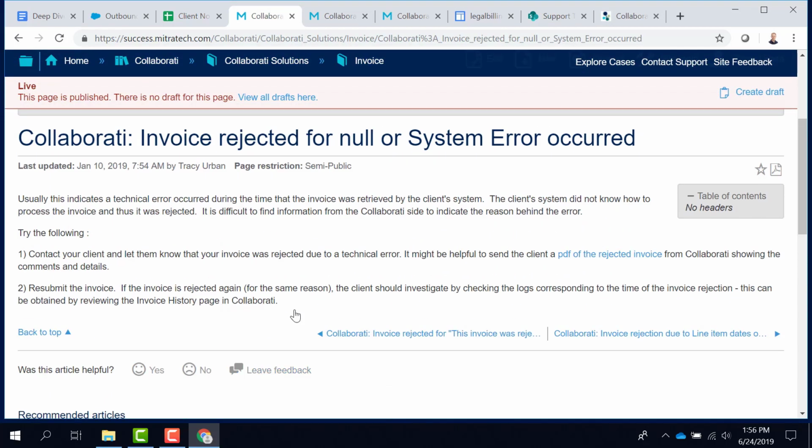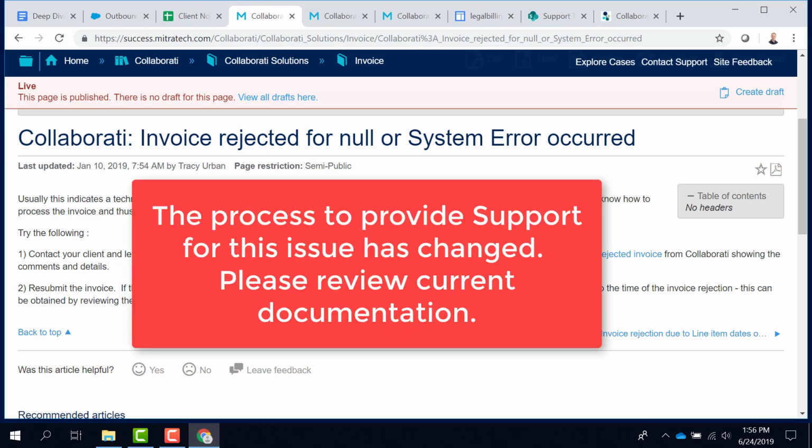This is the MindTouch article for invoice rejected for null or system error occurred. This indicates a technical error occurred during the time that the invoice was retrieved by the client system. The client system did not know how to process the invoice and thus it was rejected. It's difficult to find information from the Collaborati side to indicate the reason behind the error.